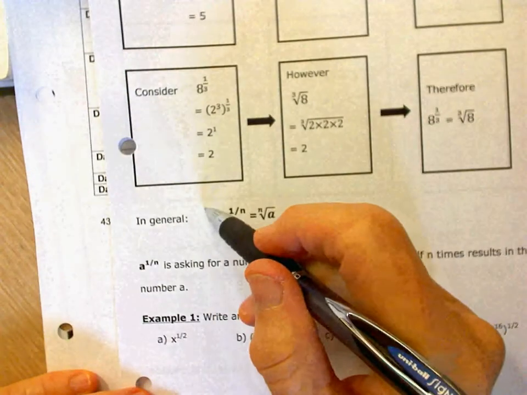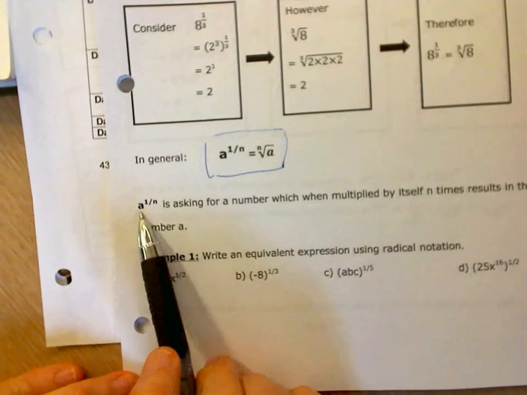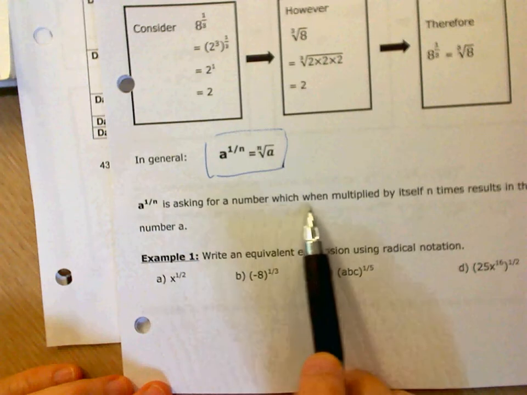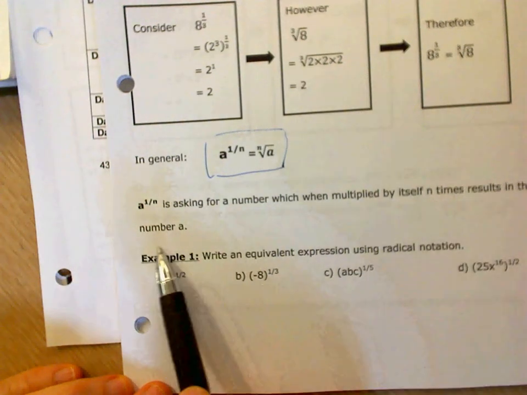In general, this is the formula. a to the 1 over n is asking for a number which, when multiplied by itself n times, results in the number a.